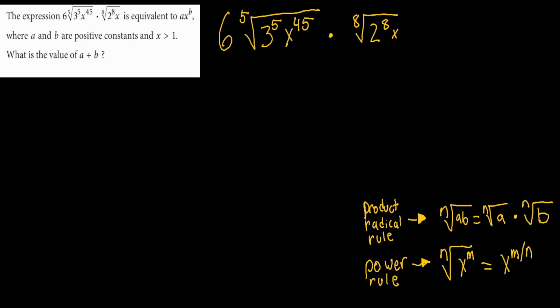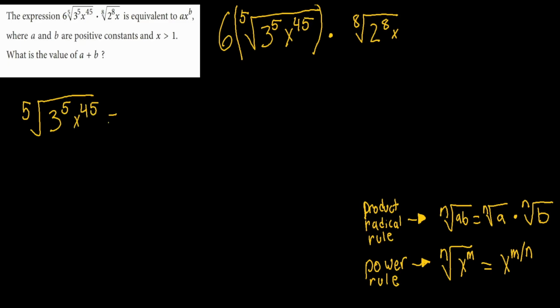This is a little bit of a tricky one, so I wrote out some rules that are kind of necessary to make this flow easier. But let's go ahead and get this started, and then you can see how I use them. The first thing I'm going to do is separate the 6 from the rest of the product here. Essentially, I'm going to treat it as its own thing. So let's get the fifth root of 3 to the 5th and x to the 45th.